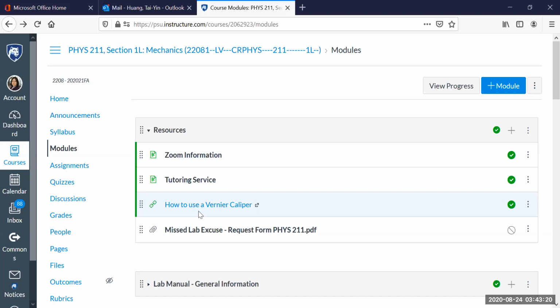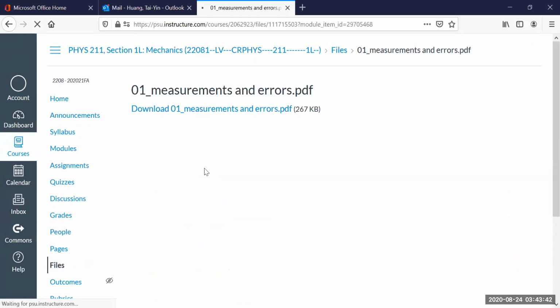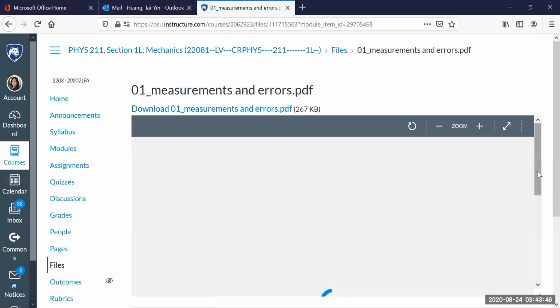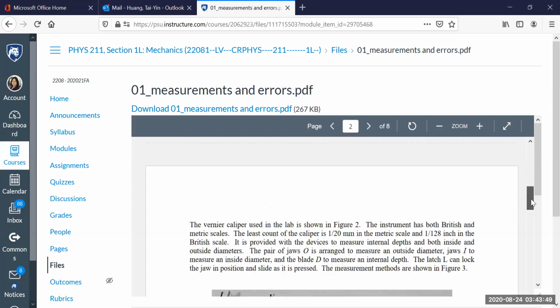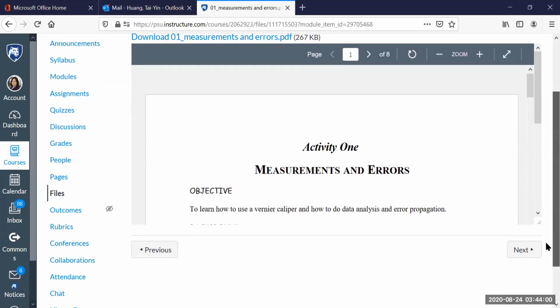You definitely want to watch that, because you're going to be quizzed on this, and also on the data analysis and the error propagation. Okay, so make sure that you read this first, and then you watch the video on how to use the vernier caliper, and also of course you watch this video, and then take the quiz by Tuesday 11 p.m. Your data analysis is due Thursday 11 p.m. and your lab report is due Sunday 11 p.m.